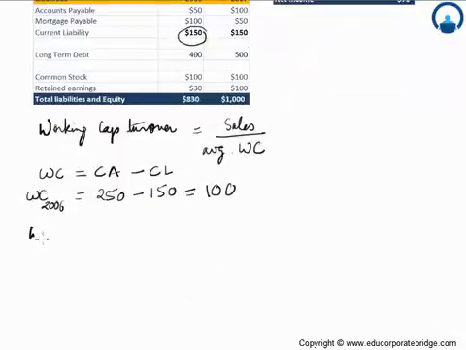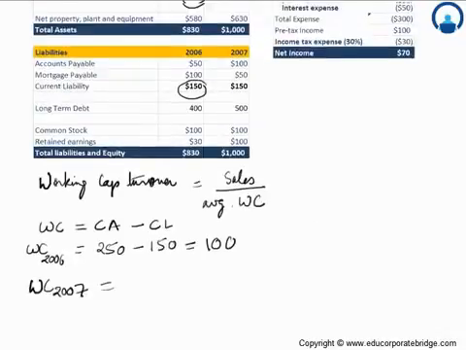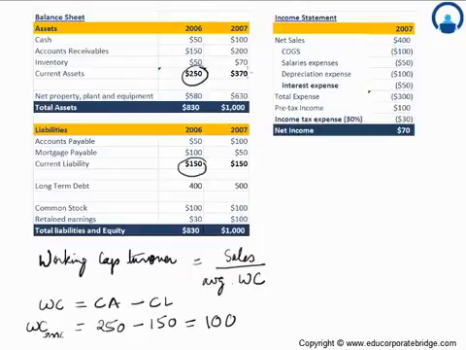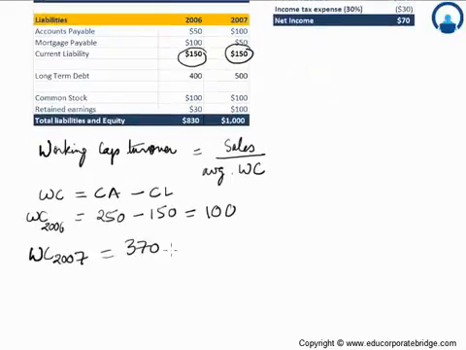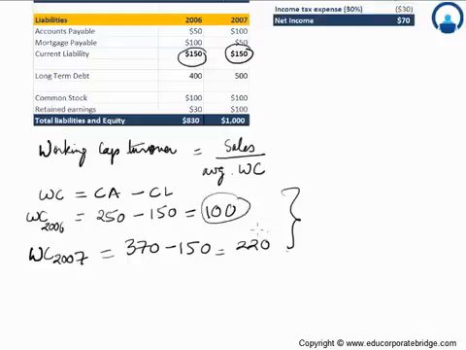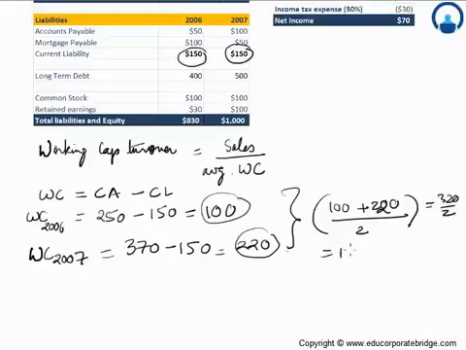So let us find out the working capital for 2007 now. For 2007 working capital, we must first note what is the current assets of 2007, that is 370, and the current liability is 150. So 370 minus 150 comes out to be 220. So your average working capital will be 100 plus 220 divided by 2. So this is essentially 320 by 2. This is 160.